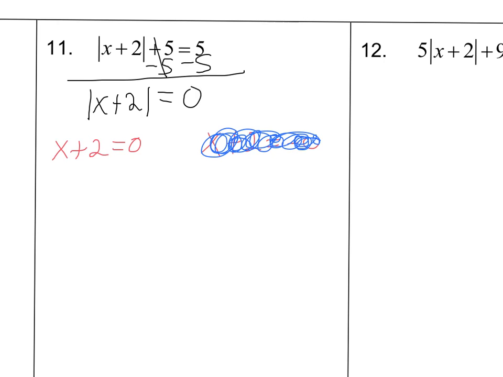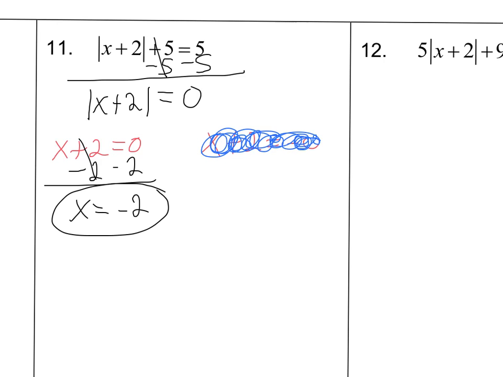It's simply going to be this one on the left, x plus 2 equals 0. Now we just need to get x by itself, so we subtract 2 on both sides. That's going to leave me with x equals negative 2. And so that is my only answer on that problem.